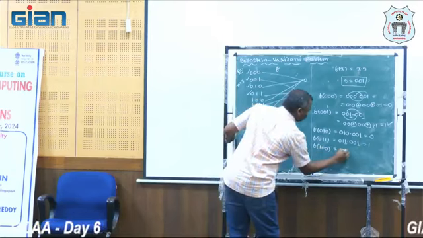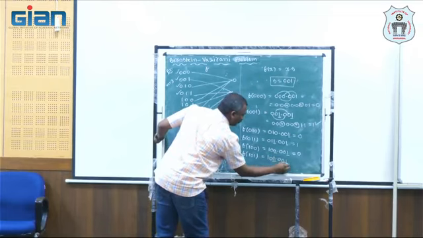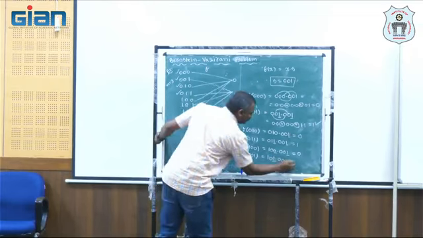f of 1, 0, 1. What is f of 1, 0, 1? 1, 0, 1 dot 0, 0, 1. So what is this value? 1. Same thing. So similarly, f of 1, 1, 0. 1, 1, 0 dot 0, 0, 1. So this is 0. Why? Because this is 1, this is 0.